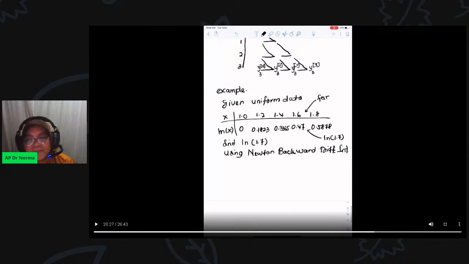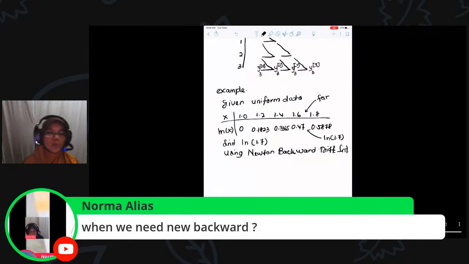So I stop here. My question: when do we need Newton backward? It's Newton, not new. Newton backward. I'm not finished writing. When are we using Newton backward? Can you answer my question? Why do we not use Newton divided? Why do we not use Newton forward?